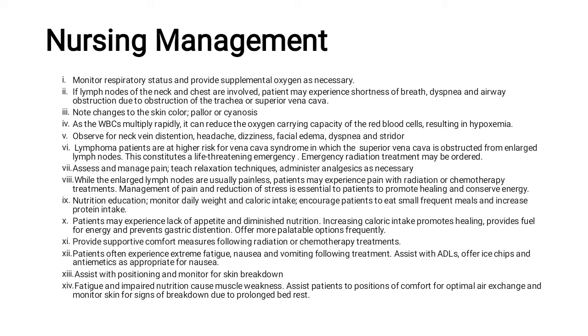Note changes to the skin color, pallor, and cyanosis. As the white blood cells multiply rapidly, they can reduce the oxygen carrying capacity of the RBCs, resulting in hypoxemia. So they are going to be overflooded. Observe for neck vein distension, headache, dizziness, facial edema, dyspnea and stridor.